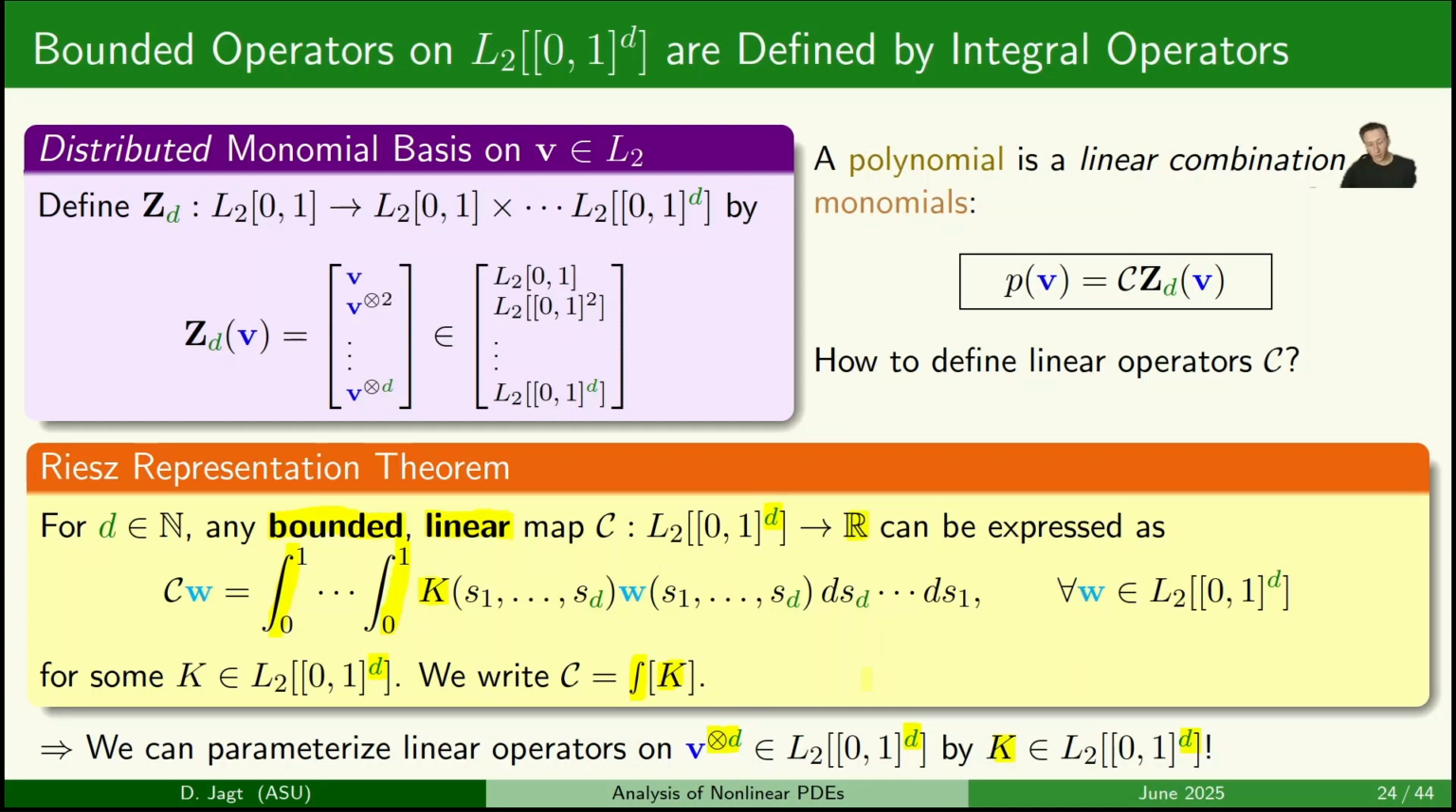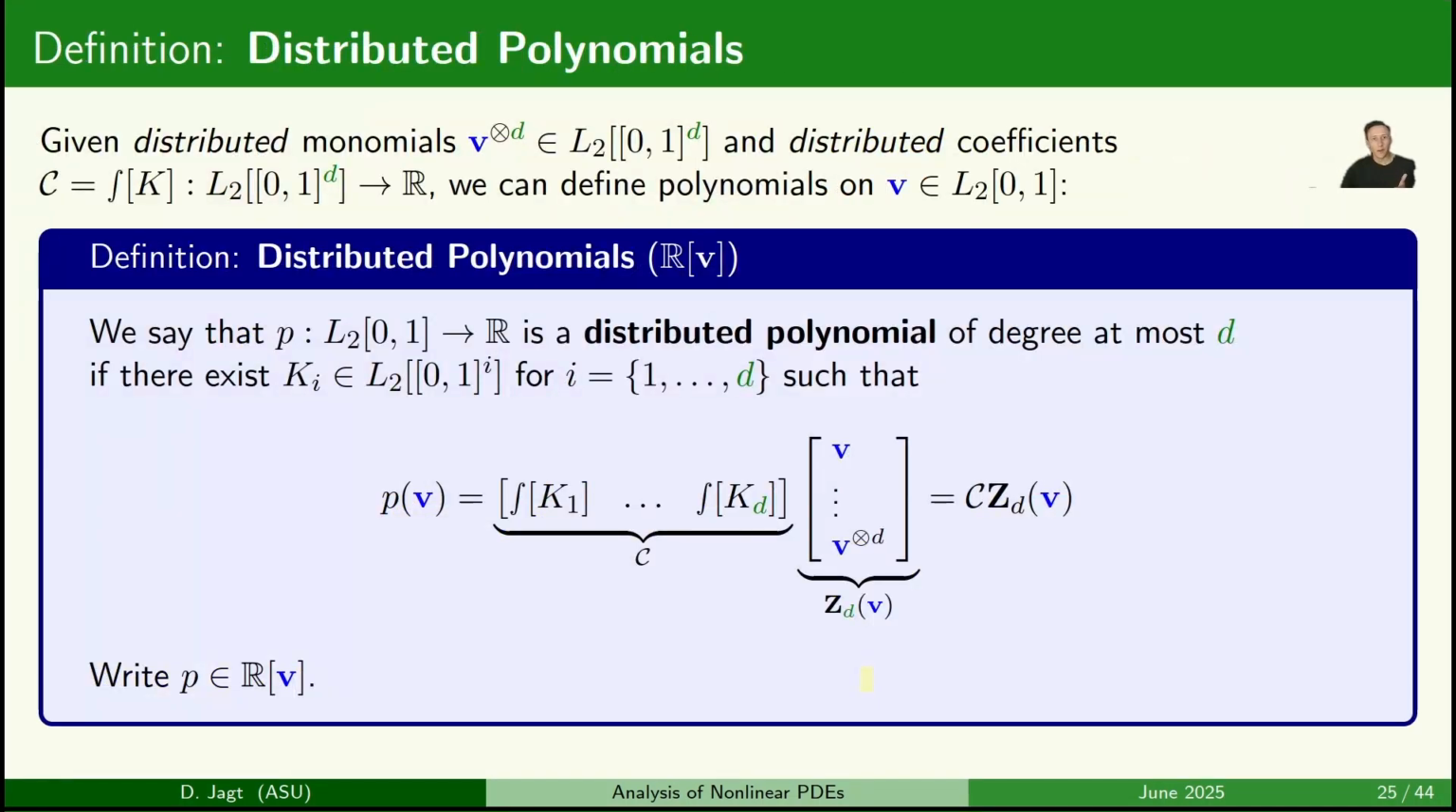Using then this class of linear operators, we define a notion of distributed polynomials, where we say that this function p mapping a scalar valued 1D function to a scalar is a distributed polynomial if it admits a decomposition of this form. So if we can express it as a sum of these distributed monomials acted upon by these integral operators, where these kernels ki are functions in i spatial variables. And we will denote this set of distributed polynomials as this R in V. Okay, so then we have this class of distributed polynomials.